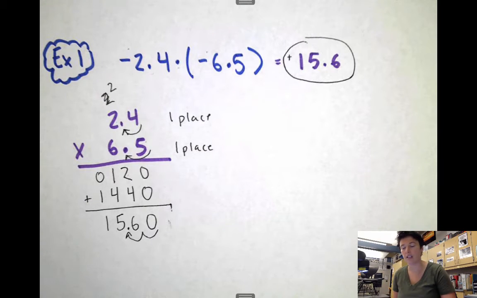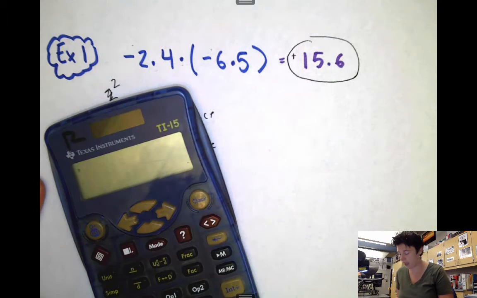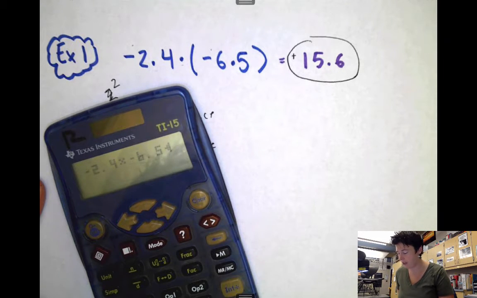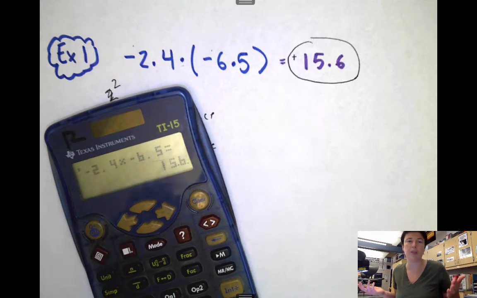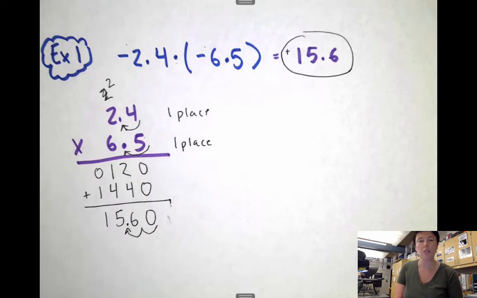Now checking this is going to be real quick and easy on a calculator. We're just going to multiply it out. Negative 2.4 times negative 6.5. Should have it right. Yeah, 15.6. We did it right. So you can check yourself on a calculator real easily, just to see if you're doing things the right way. So let's try another one.